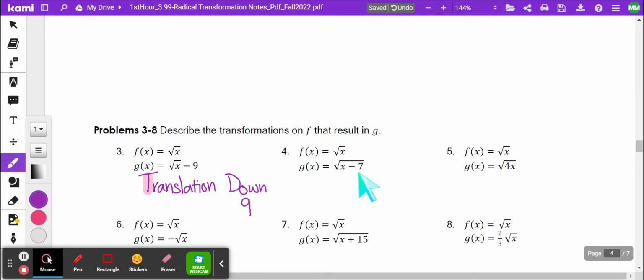If you have a subtraction inside the square root, we're going to see that it is a translation to the right. So if we look at our table, we'll see that it's just a translation to the right that much. So we're just going to write translation to the right 7.